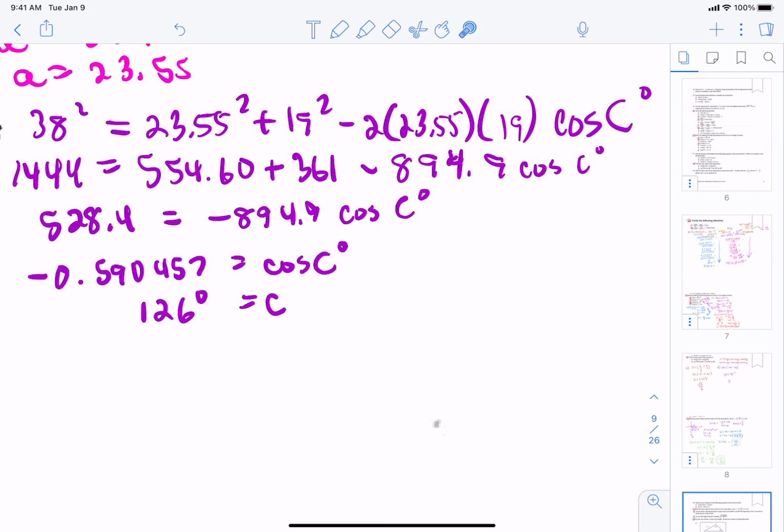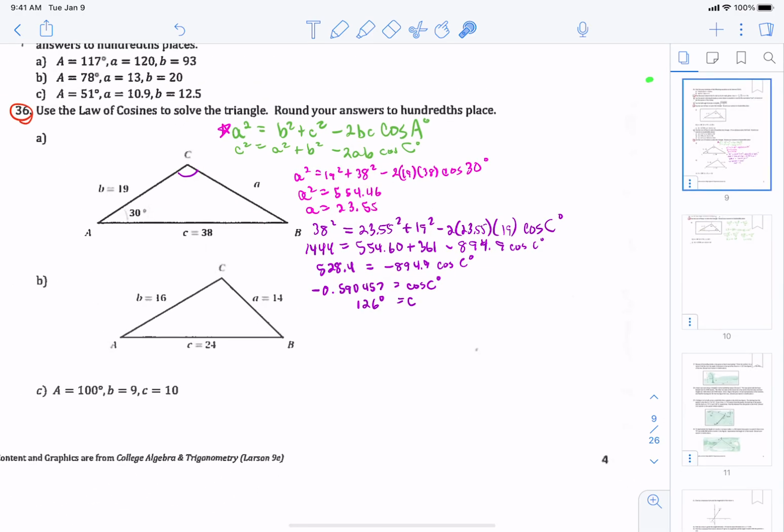Okay, so now we found angle C. Look at what we found. A is gone, big C is gone. What's the last thing for us to find? Just angle B, right? And that's easy. We can use the 180 rule. So angle B is going to be 180 minus 126 minus 30, which is 24 degrees. Okay?